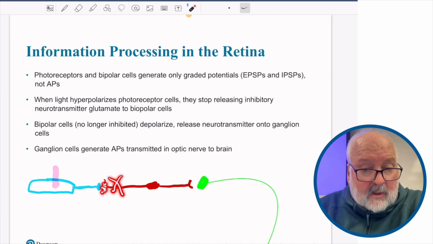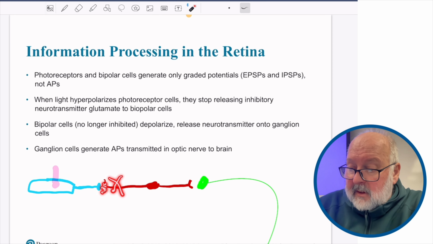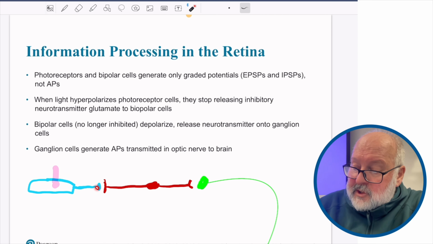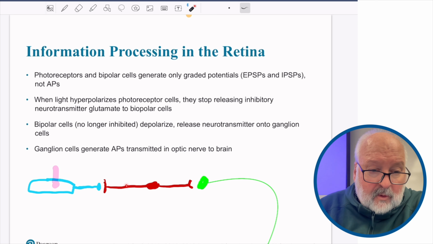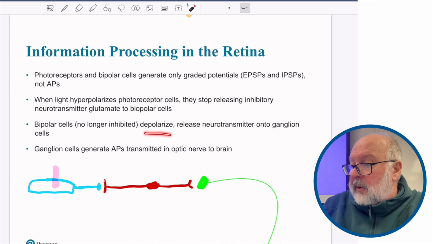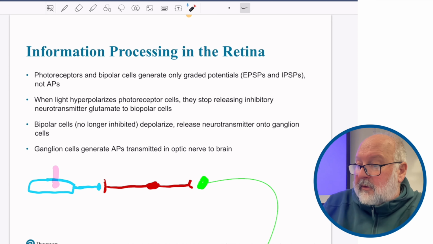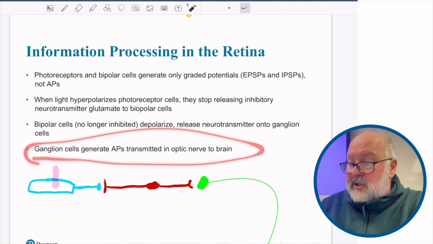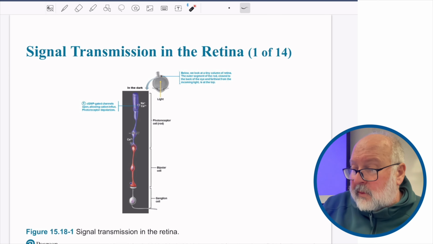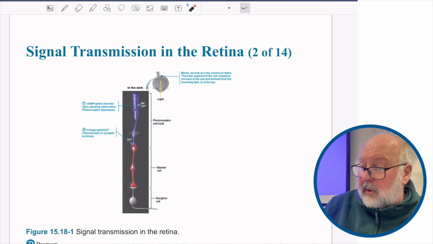But then all of a sudden, when I get rid of the cyclic GMP, this cell now hyperpolarizes, and I do not release the inhibitory neurotransmitter, glutamate, which means the bipolar cell is no longer inhibited, and the bipolar cell can carry on and do what it wants to do. Bipolar cell no longer inhibited, depolarized, releases a neurotransmitter onto the ganglion cells, and the ganglion cells can generate the action potential.